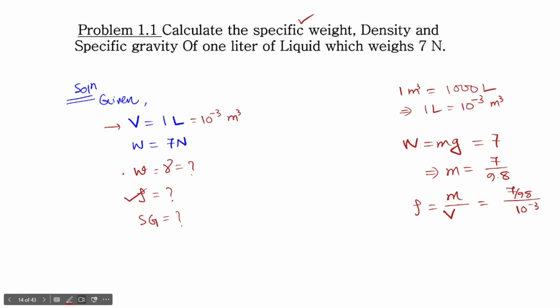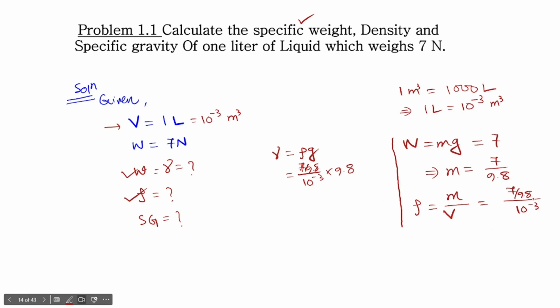What is going to be your specific weight? Specific weight gamma equals rho into g, if you remember. Rho is already found from here, so gamma equals 7 over 9.8 divided by 10 raised to the power minus 3, into 9.8. You can calculate it and get the value of the specific weight.